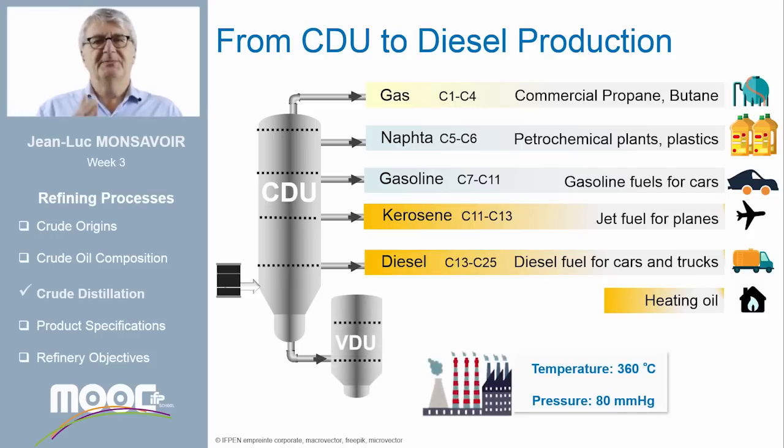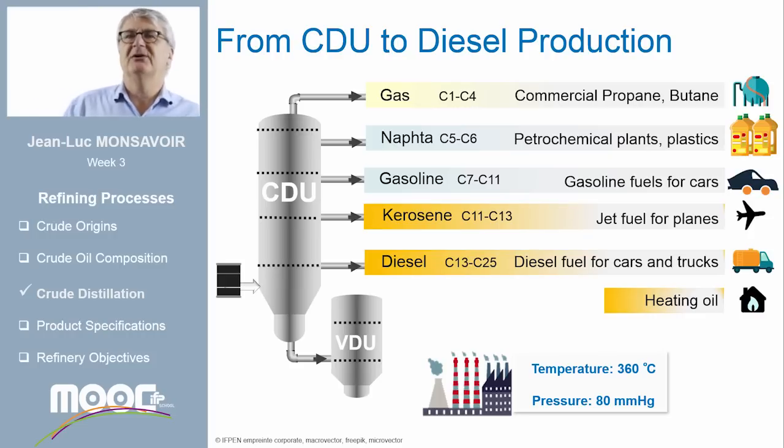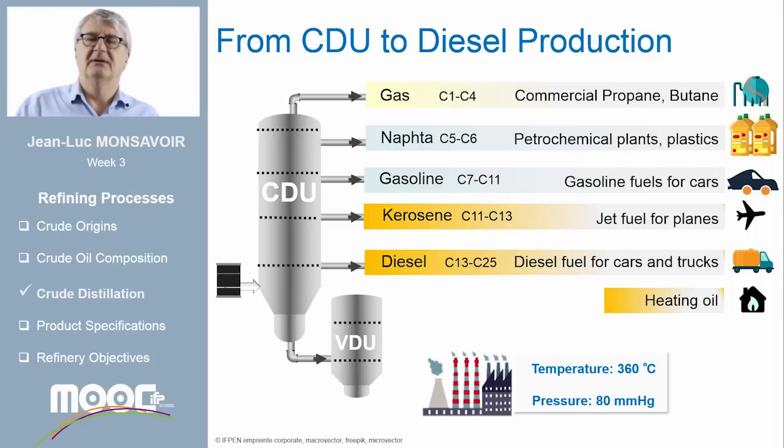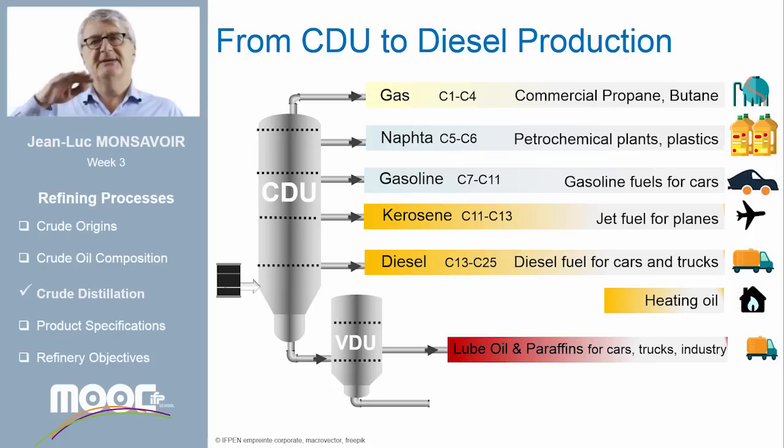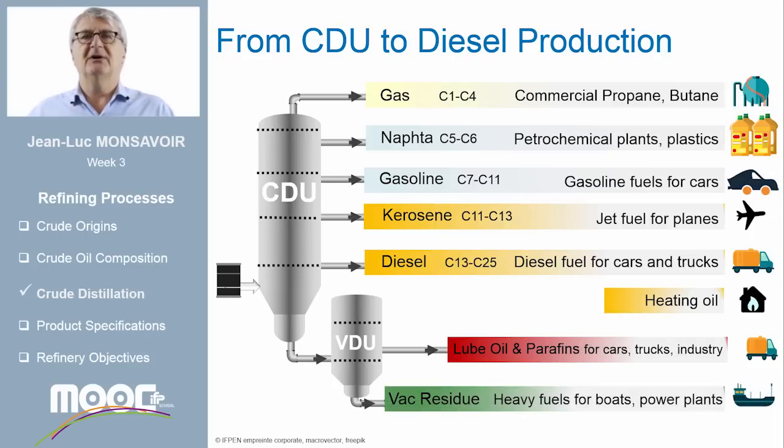The atmospheric residue obtained at the bottom of the CDU is treated in the second distillation column, called the Vacuum Distillation Unit, or VDU. This column is operated under vacuum around 80 millimeters of mercury and at a temperature of 360 degrees C at the bottom of the column. From this VDU, we obtain distillates as bases for lube oils and paraffins. Lube oils are used for the lubrication of car and truck engines, as well as for the lubrication of equipment in industry. Finally, at the bottom of the vacuum distillation unit, we have the vacuum residue.